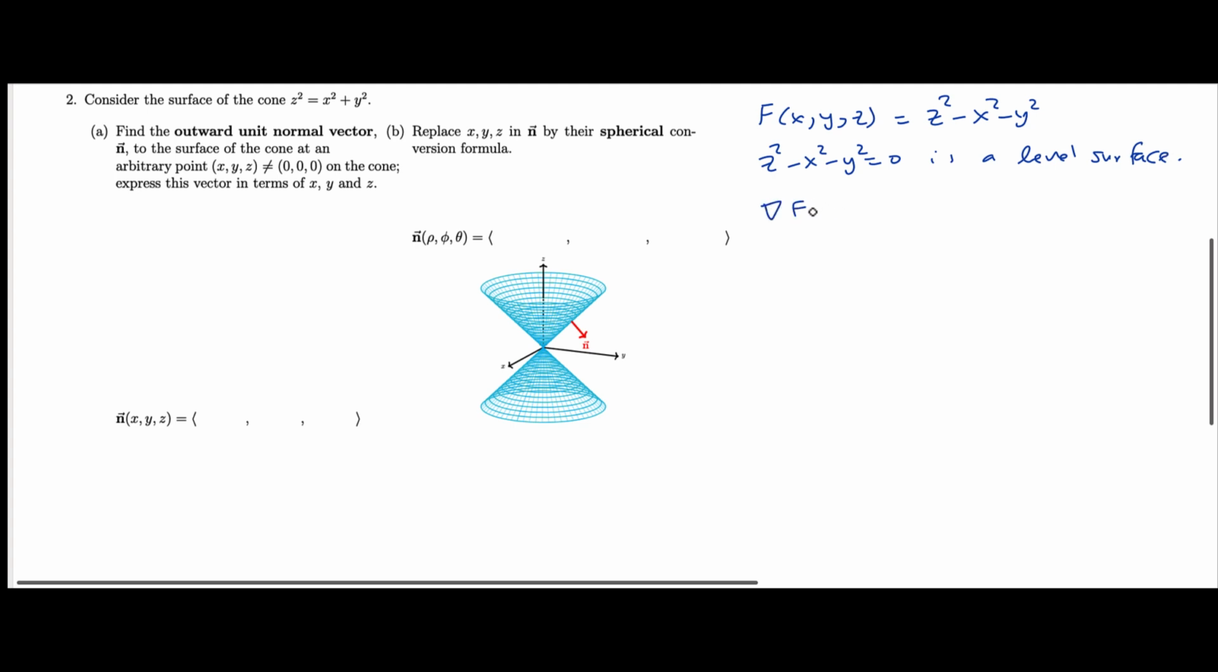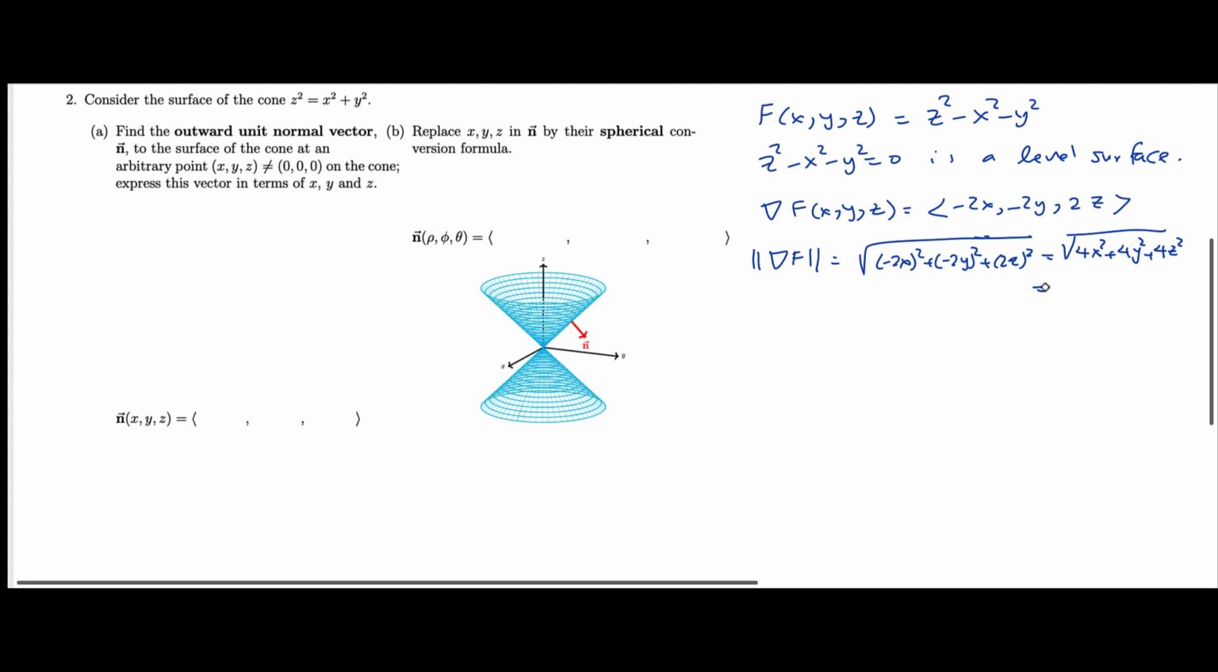Now the next thing that I do is to find the gradient. So the gradient of f at x, y, z is going to be minus 2x, minus 2y, and 2z. And then I want to find the magnitude of the gradient, which is the square root of minus 2x to the power 2, minus 2y to the power 2, plus 2z to the power 2. Taking this, it's going to give me 4x squared plus 4y squared plus 4z squared. And there, 4 comes out, it's 2 square root of x squared plus y squared plus z squared.